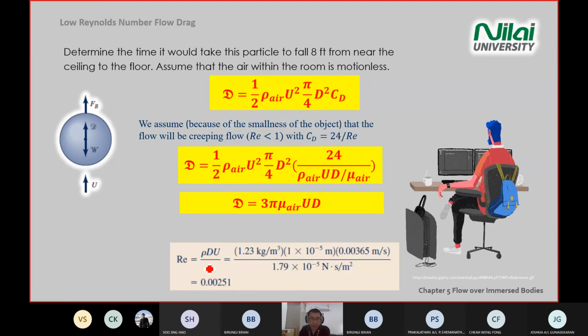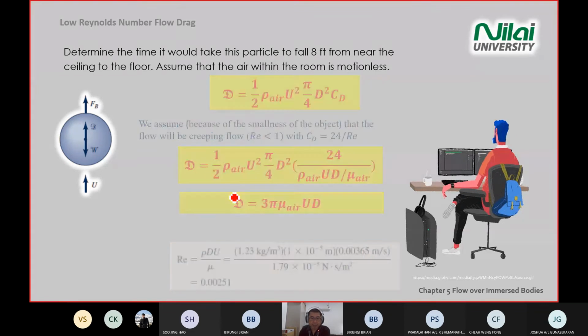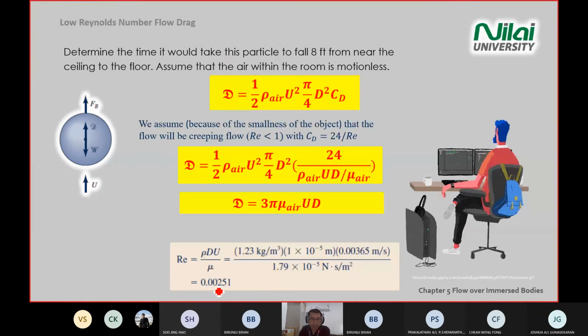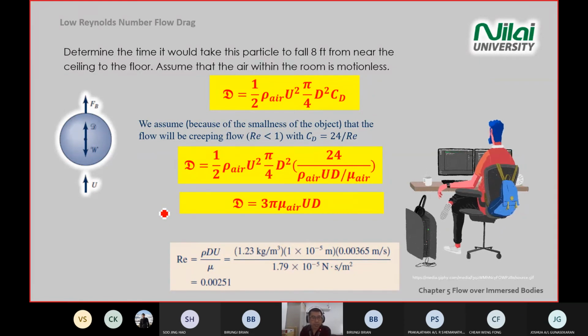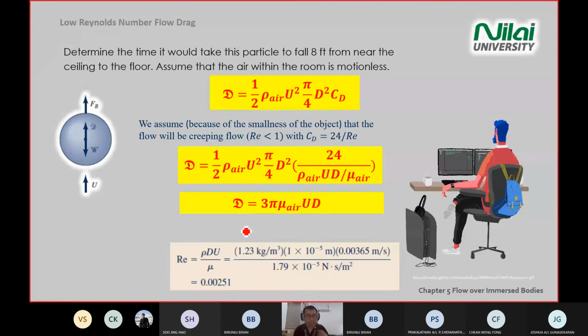This one you calculate the Reynolds number will be 0.00251. Okay, once you get the Reynolds number, it is just to double confirm that this is a low Reynolds number, because we already defined what we mean by low Reynolds number. As long as your Reynolds number is less than 1, you can use the table that I showed you just now. All right, the table for low Reynolds number drag coefficient. That one, the table is under question 26 in your hands-on.